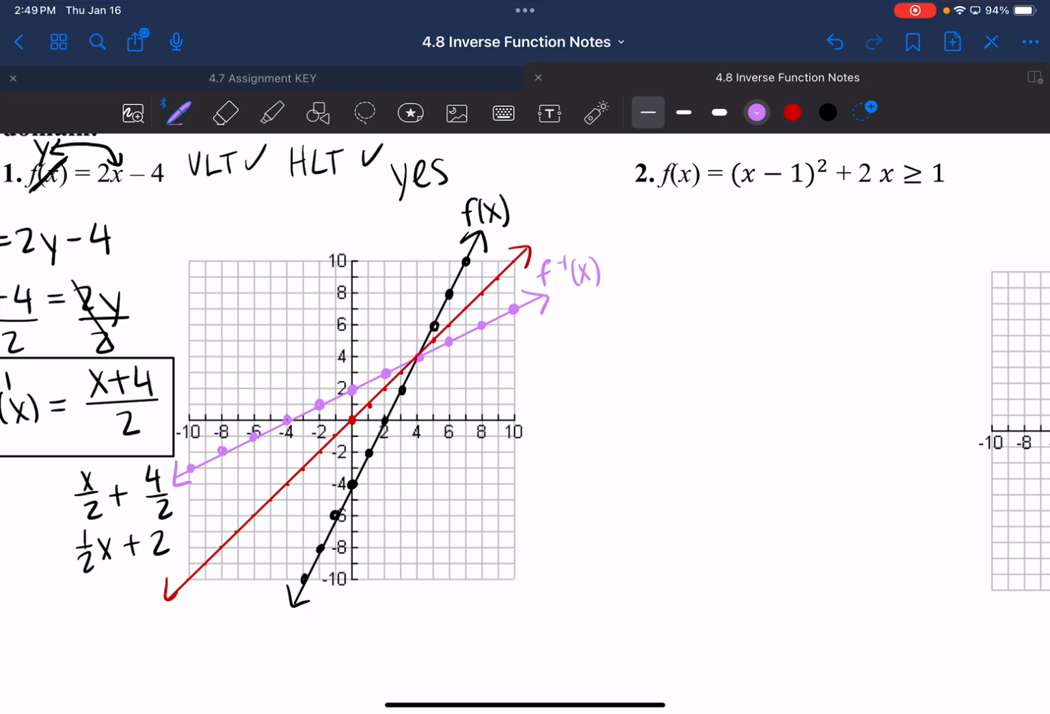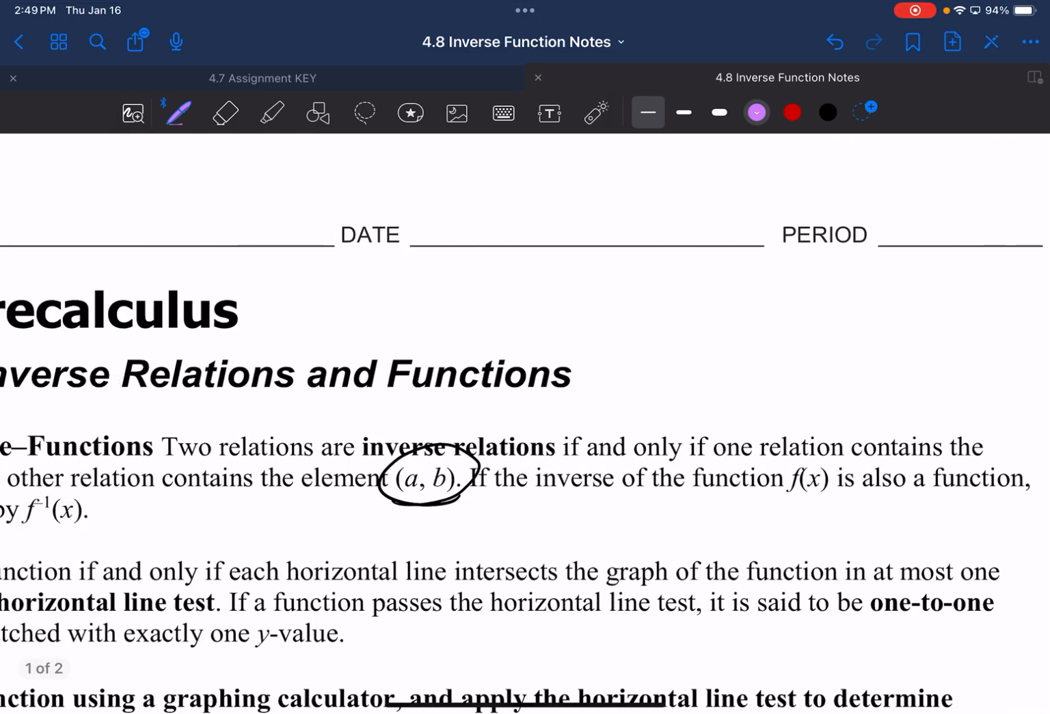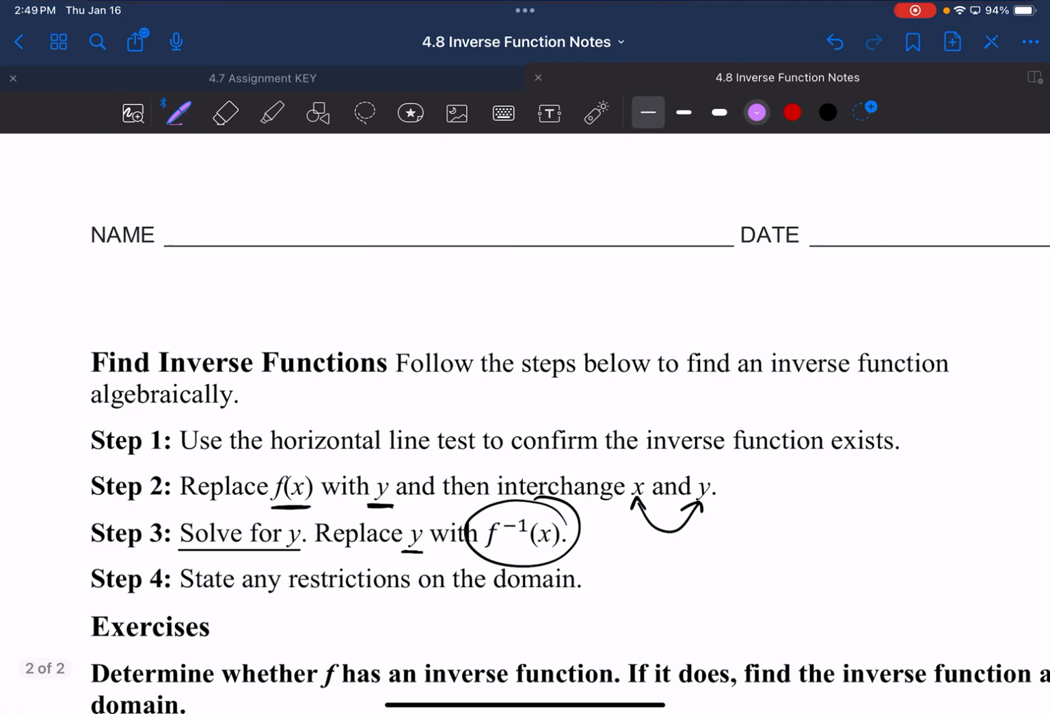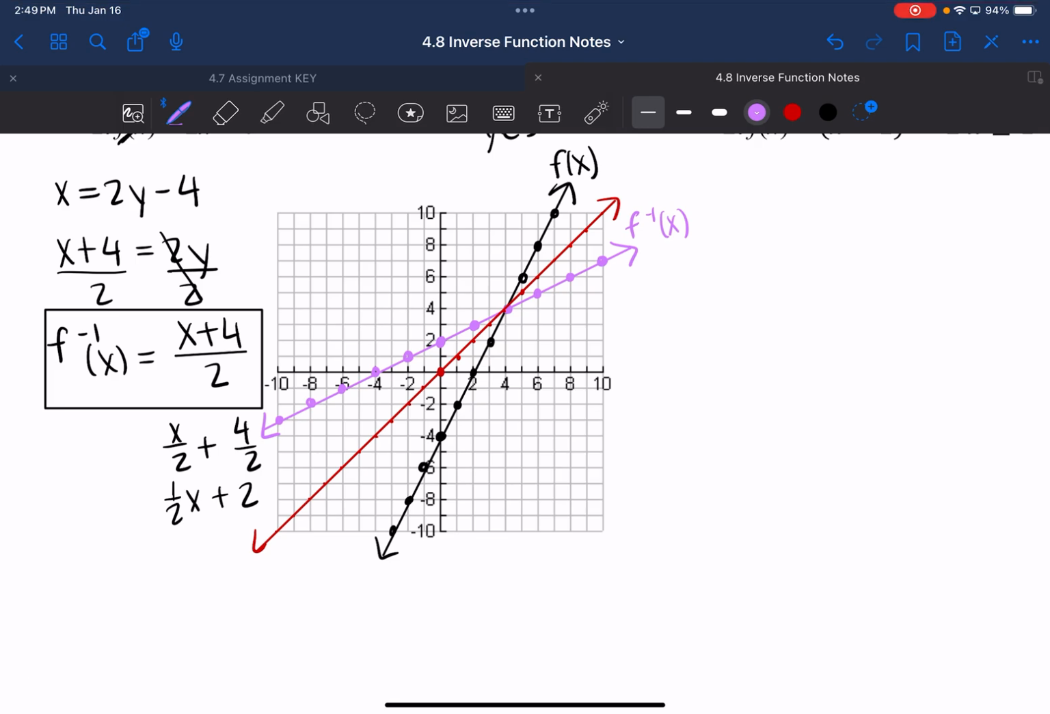Another way is we said over here on the front page that anytime you have some point (B, A), the other one should have the point (A, B), right? Or in other words, the coordinates flip. So you could check a couple of the coordinate points. So looks like right here, that's the point (0, 2), right? And on the black line, I do have the point (2, 0). So in fact, I did have some points switch. So either of those would be good ways to check and make sure you came up with the correct equation right here.